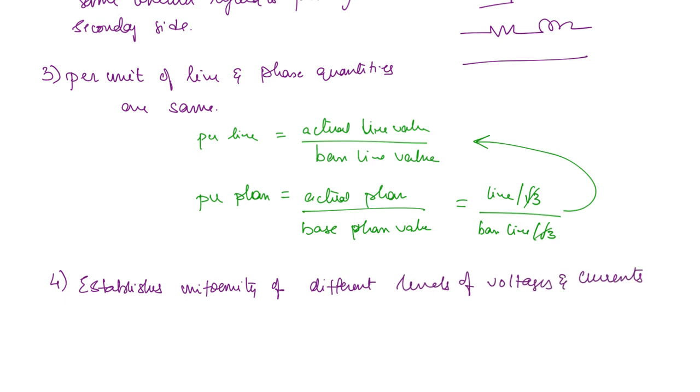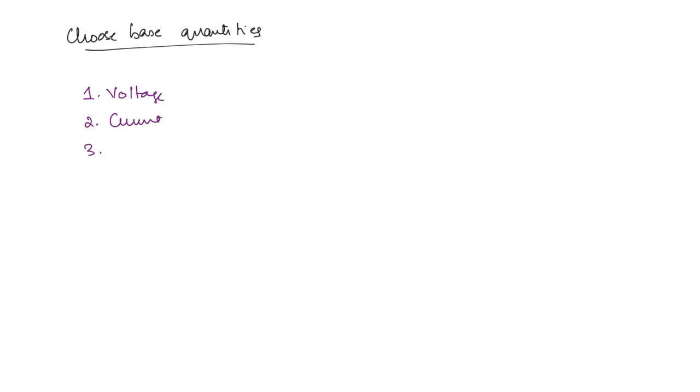So this will make it easier to compare and analyze. Okay. Now the next thing that we have to do is choose proper base quantities. So what are all the electrical quantities that we usually use in power system analysis? One is voltage, second is current, third is power, and fourth is impedance. Right? These are the major quantities that we are using.